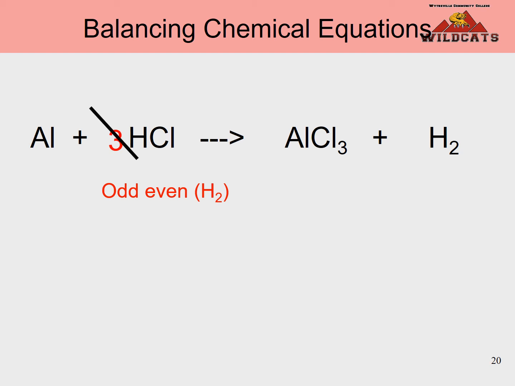So what I'm going to do is change that odd coefficient into an even coefficient by multiplying it by 2. And when I put a 6 in front of the HCl, that means I'm going to have to put a 3 in front of the H2 to have 6 hydrogens. I'm going to need to put a 2 in front of the AlCl3, so I have 6 chlorines. I've now got a 2 in front of the Al on the right, so I need a 2 in front of the Al on the left-hand side. And then my equation is balanced.